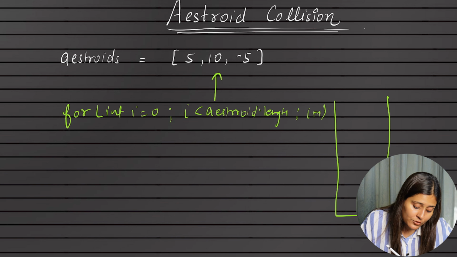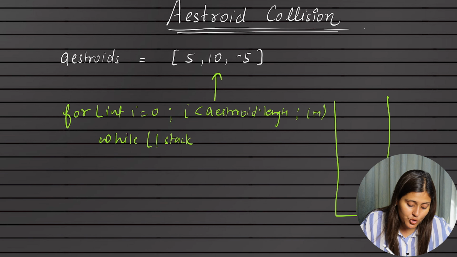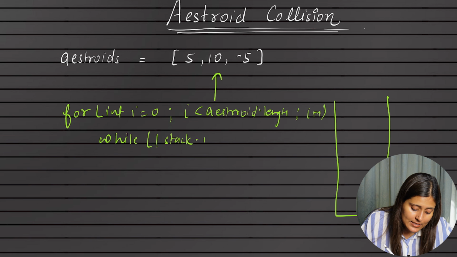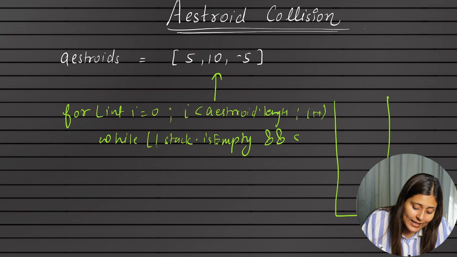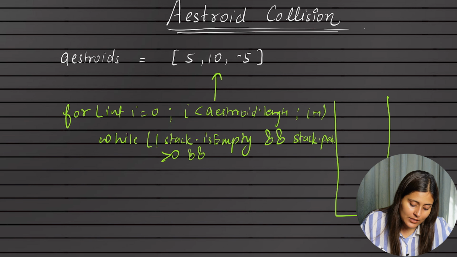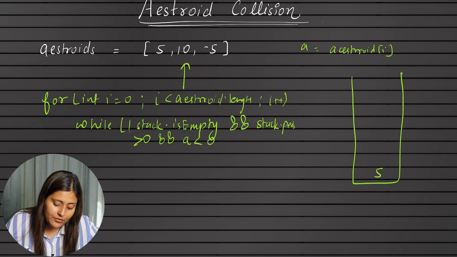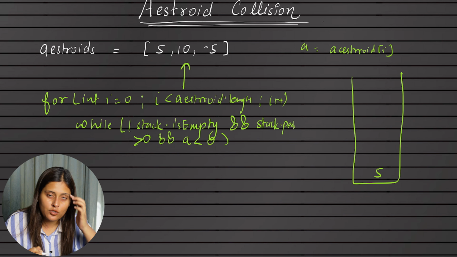Now what do I have to do? I have to check, while my stack is not empty. Why only a while loop, I'll show you. While the stack is not empty, correct, and stack dot peek, which is the top element, is positive, correct? And the current element, let's say A, we are representing asteroid of i like this, A is equal to asteroid of i, and A is negative, correct? Again in this case, it's not going to happen, correct?